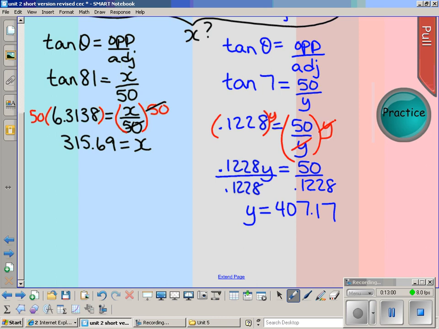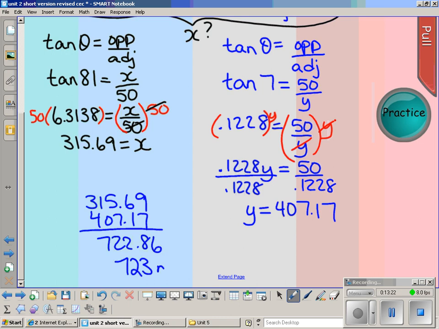407.17. So now if we add these together, we get 722.86. To the nearest meter would be 723 meters. So that's how far apart the fires are.